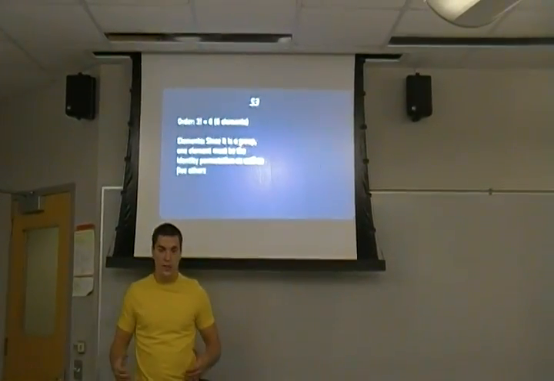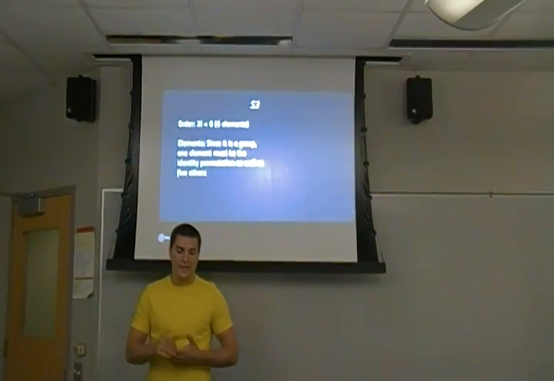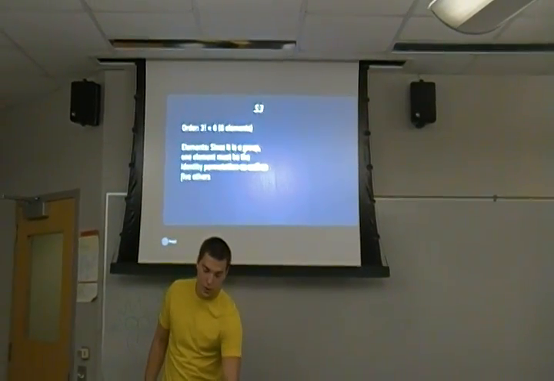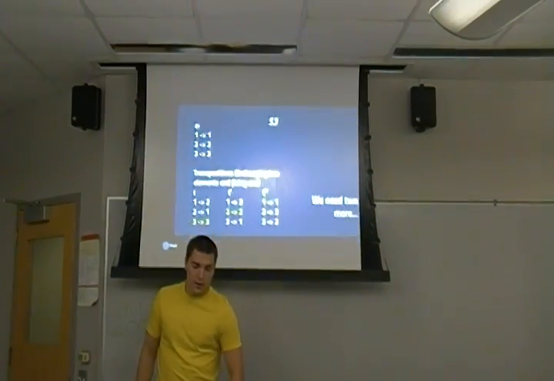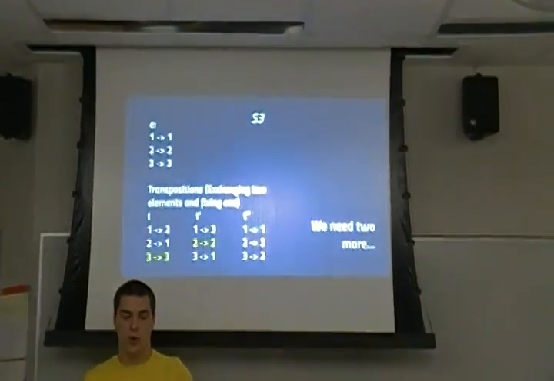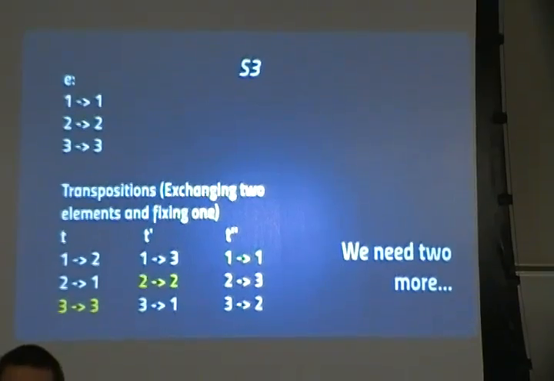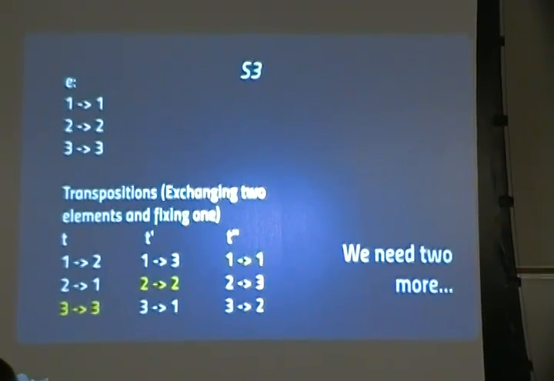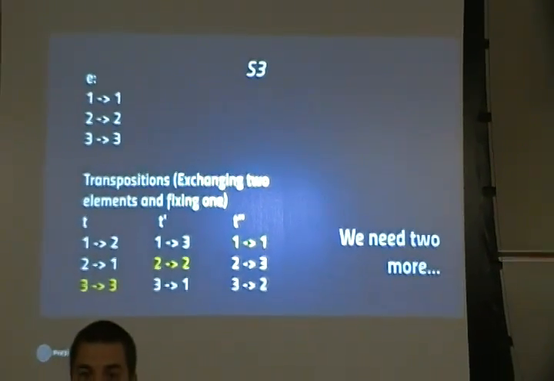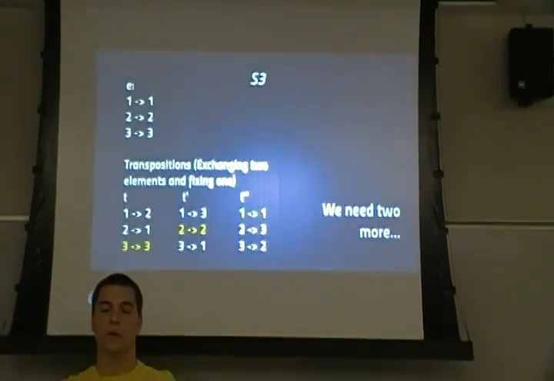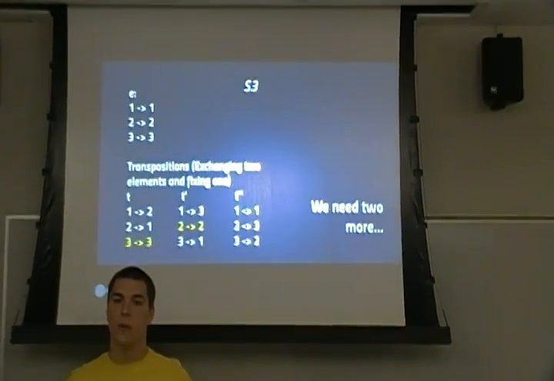Now, focusing on S3, we just said earlier it's going to need 6 elements because 3 factorial is going to be the order. Right off the bat, we know the identity is going to exist. 1 maps to 1, 2 maps to 2, and 3 maps to 3. Well, we also know our transposition properties are going to exist as well. The exchanging of 2 different elements. 1 mapping to 2, 2 mapping to 1.